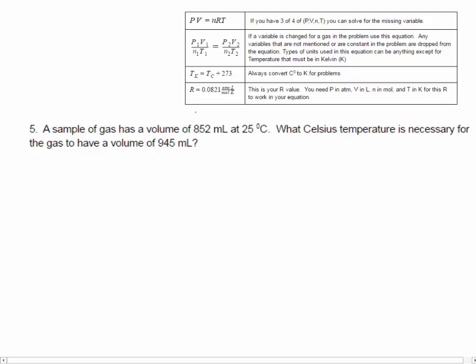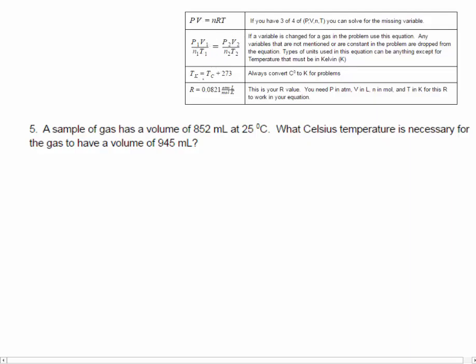So, the big clue here, as far as whether you use PV = nRT or you use P1V1 over n1T1 = P2V2 over n2T2, is: do you have a variable that's changing? So you can see your volume is changing here. And since you have a variable that's changing, you use this equation.